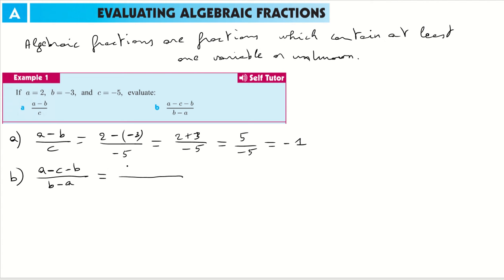Then the second one, a minus c minus b over b minus a. Okay, so we replace the a by 2, the c by -5, and the b by -3. That over b, which is -3, minus the a, which is 2. So we have 2 plus 5 plus 3 over -5. 2 plus 3 plus 5 is 10 over -5 is equal to -2.